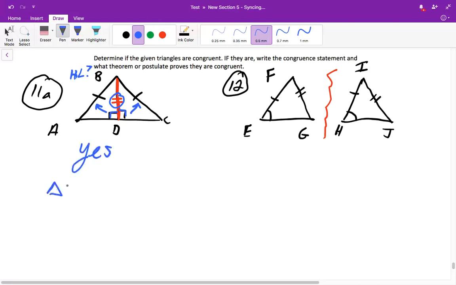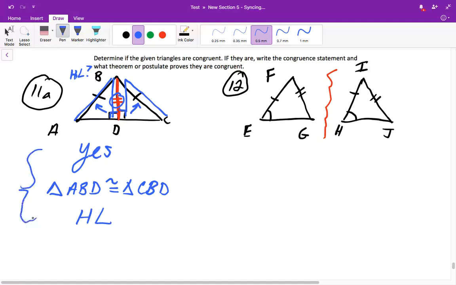Then you would need to write your congruency statement. So triangle ABD, the first one doesn't matter how you write it really, but now the second one does. So I went through 1 tick mark, through the 2, and to the right angle. So I need to go through 1 and through the 2 to the right angle. So it's triangle CBD, BD. And then the reasoning was hypotenuse leg. So this is exactly what you'll need to do for your test. You'll have to say yes or no, or you could say not enough information. That's actually preferable. Write the congruency statement and say why.